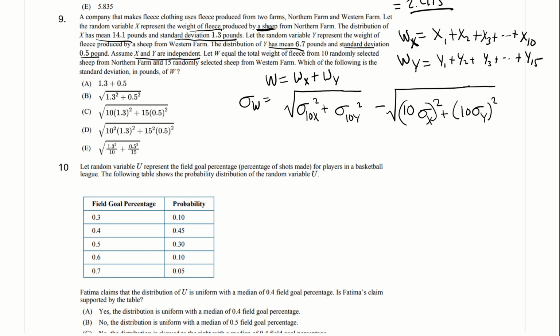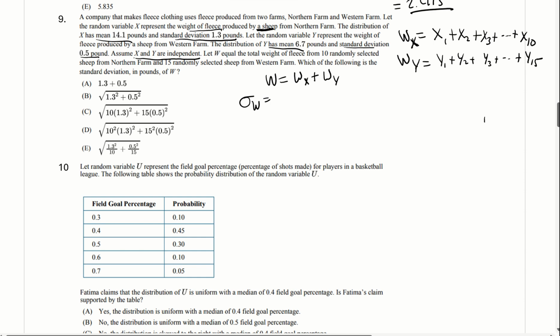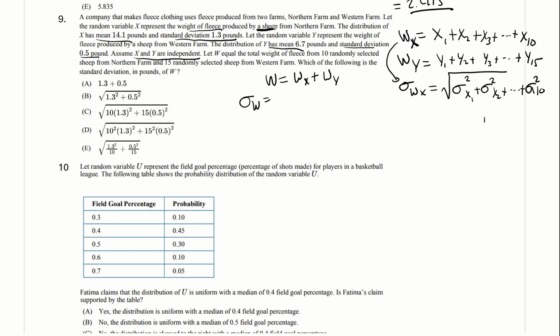Okay, so then we can go back to this question. So let me adjust this. I apologize for that. So now for sigma wx, that's going to be the square root of sigma squared x1 plus sigma squared x2 all the way to sigma squared x10, right?